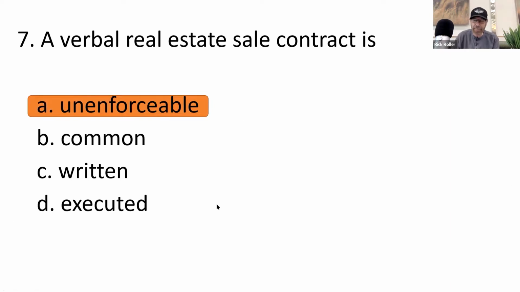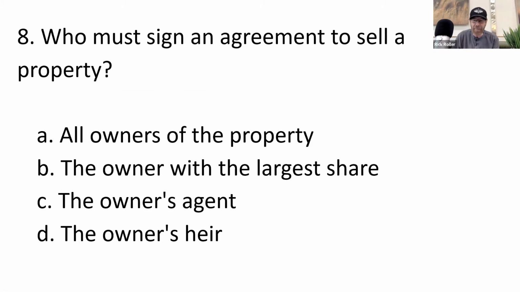Let's go to 8. That is a very common question, Heidi, and you saw a couple of variations there, so that'll be very helpful to you. Number 8, who must sign an agreement to sell property? A, all the owners of the property. B, the owner with the largest share. Well, majority rules, right? C, the owner's agent. D, the owner's heirs. Well, okay. The only one that must sign is obviously A, all the owners.